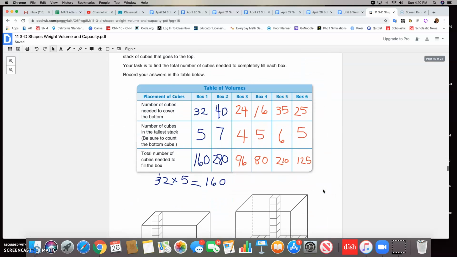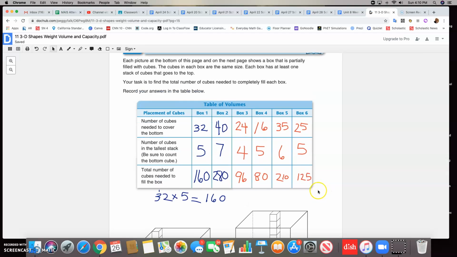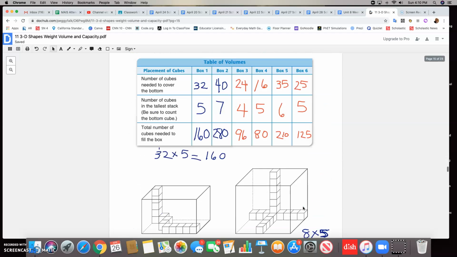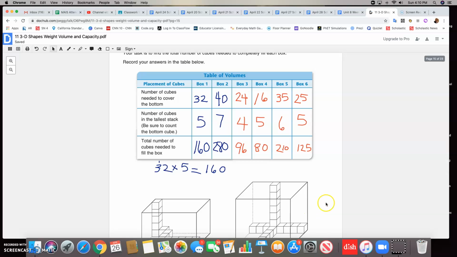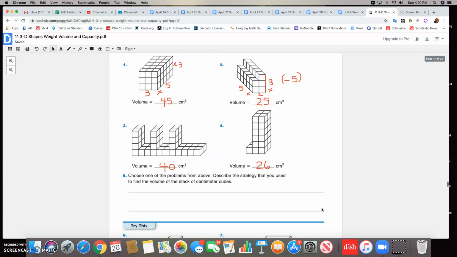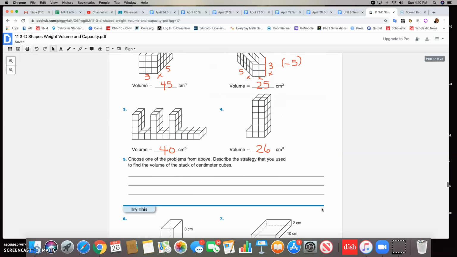Okay, I'm just going to give you the answers to this. So you had to fill out this information about box 3, 4, 5, and 6. So here are the answers. You can pause that and check your answers. If you have any questions, let me know. And then I wanted you to do page 302.